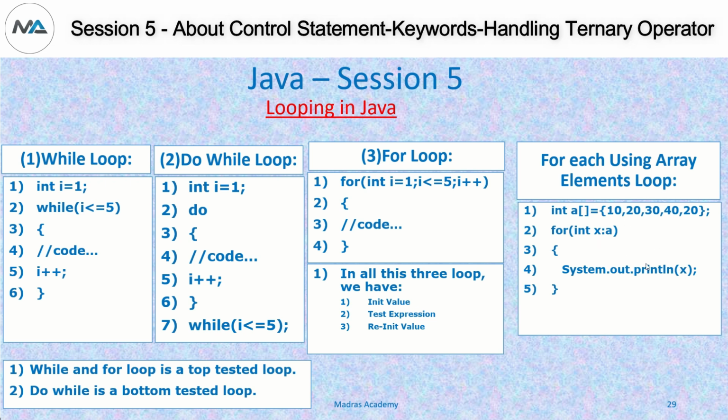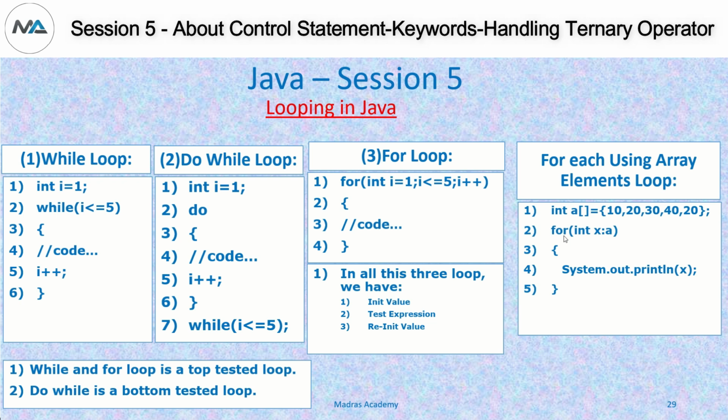And here I'm not having any checking condition. I'm not having an initial value, test expression, or reinit. Directly I'm going to iterate from a to x, and x will print the output. Like this way we can retrieve the elements with the for each concept. Okay, and we have for each also. Okay, for each, like that we can write it.